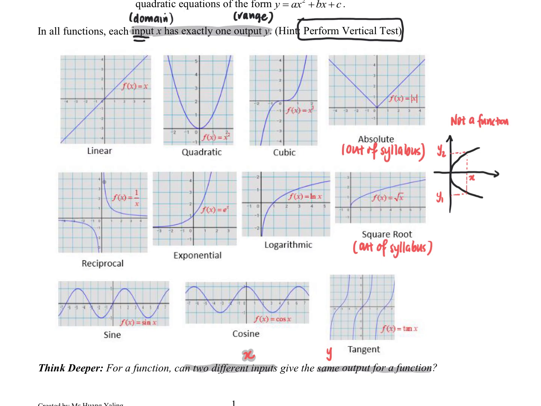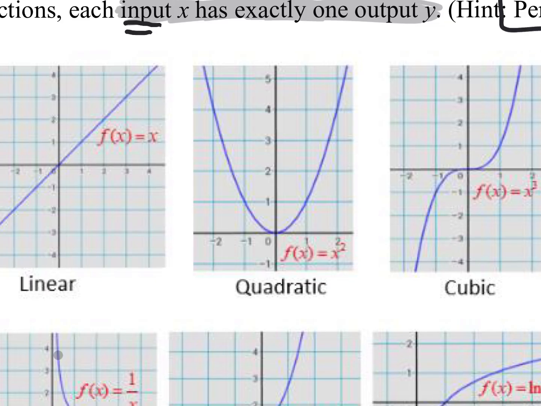So if I zoom into this one, quadratic, can you see that when my x is equals to 1, my y is equals to 1? Right? But when my x is negative 1, it also gives me y equals to 1. No issue. So if it gives you the same output, it is fine. But you cannot have the same input giving you two different outputs. So that's the thing that you need to think about.